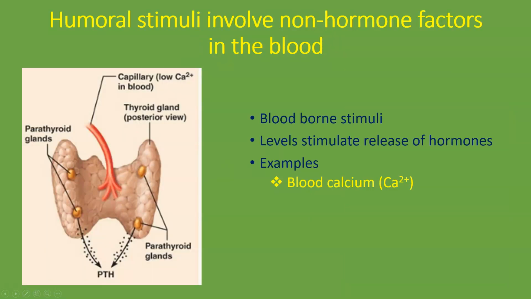All right, humoral stimuli can also involve non-hormone factors. These are called humoral, not to be confused with hormonal. Humoral, H-U-M-O-R-A-L. So these are non-hormone factors like minerals or other substances. For instance, in this picture, we have a low calcium ion level in the blood, and that's going to stimulate our parathyroid glands, which are found here on the posterior aspect of the thyroid gland, to release a hormone called PTH. This is parathyroid hormone.